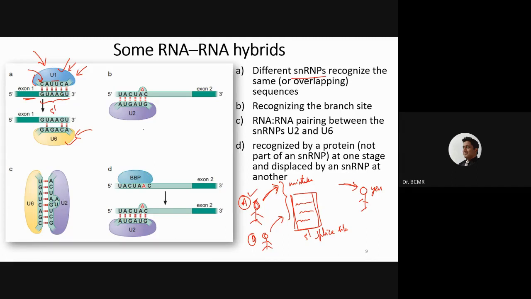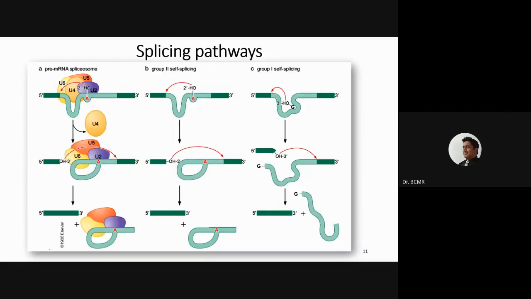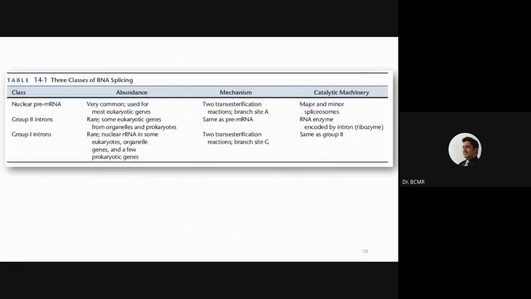So many sequences are recognized by multiple proteins like this. We have already seen nuclear pre-mRNA. There are 3 ways of how things happen, or the classes. Nuclear pre-mRNA splicing happens mostly within the nucleus, in most eukaryotic genes. And the chemistry is almost the same. There will be subtle differences, and we will discuss them. We already discussed them, and we will discuss them again.